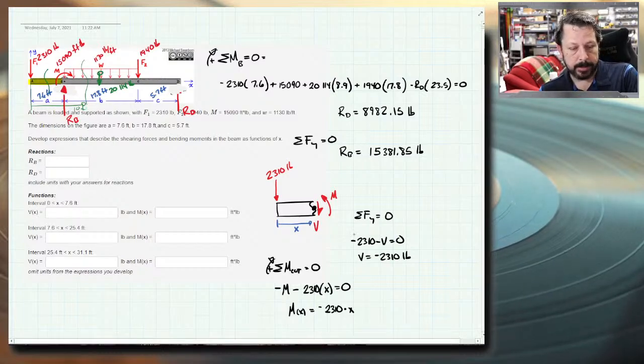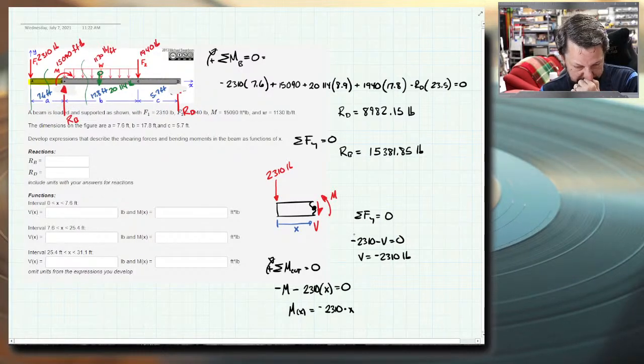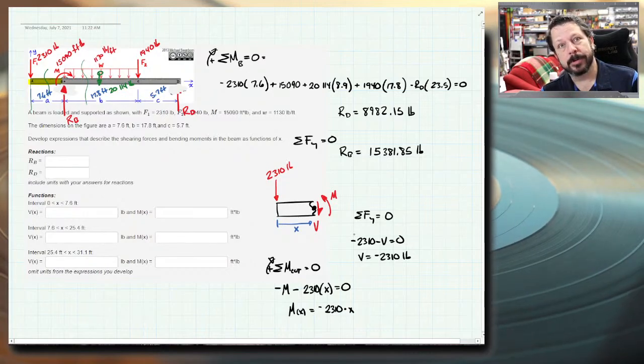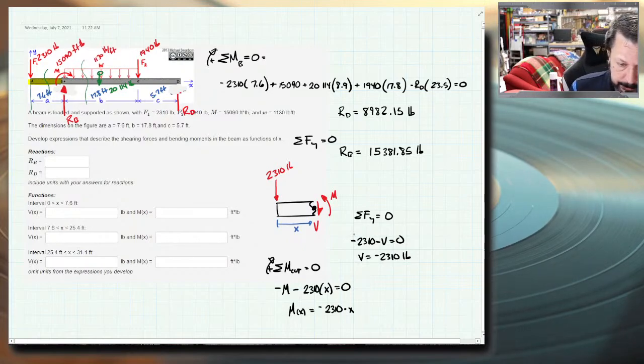So there will certainly be at least one problem set up where this is the preferred way to solve it, versus drawing the entire shear and bending diagram just to figure out that one point.